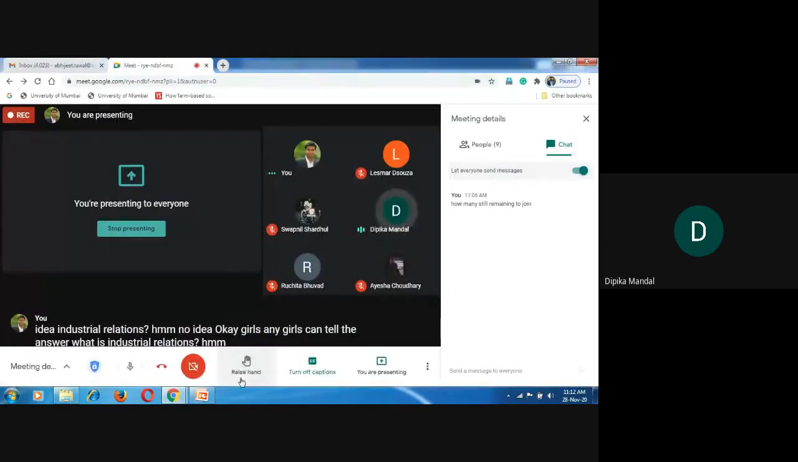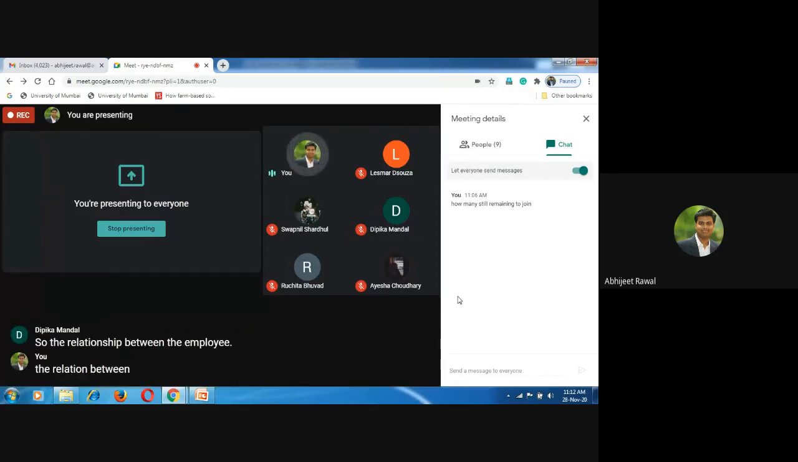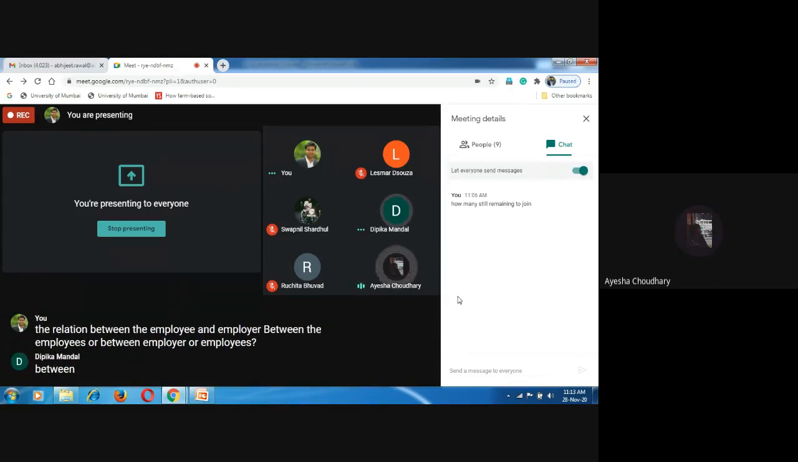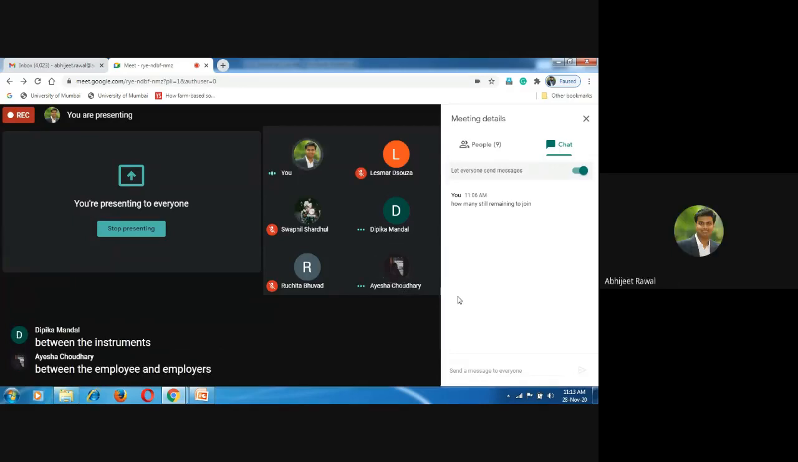So the relationship between the employer and employee. The relation between the employee and employer. Between the employees, or between employer and employees? Between the employer, employee and employers. Okay, why is it so important? To maintain smooth production in the industry. Okay.